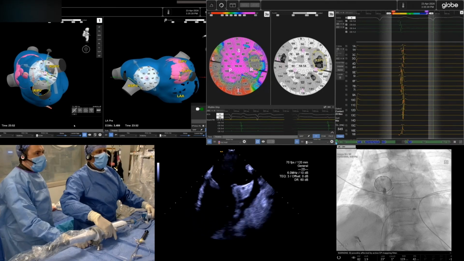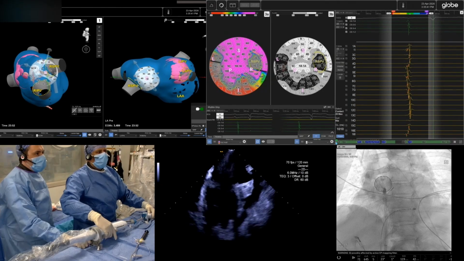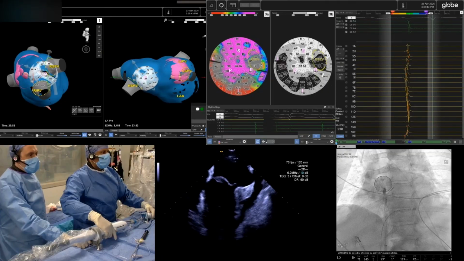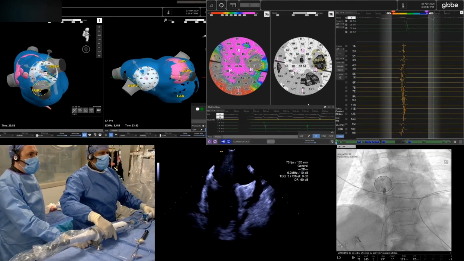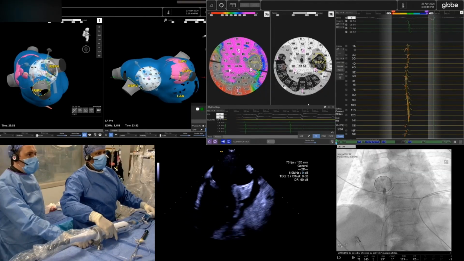Vivek, you see that? Yeah, we do. And this is just for people to know: as you're manipulating, the flow map is an easy way to get a general idea of where you have contact and where you don't.